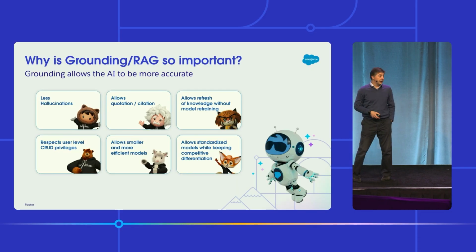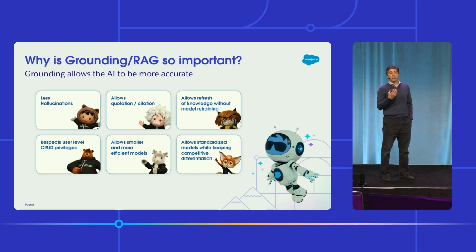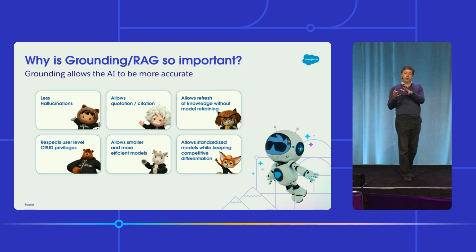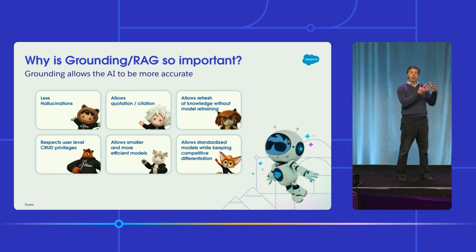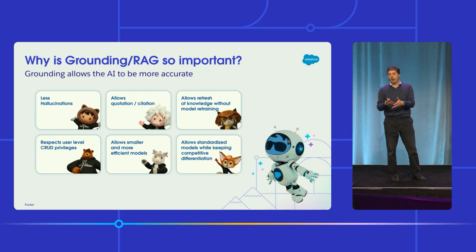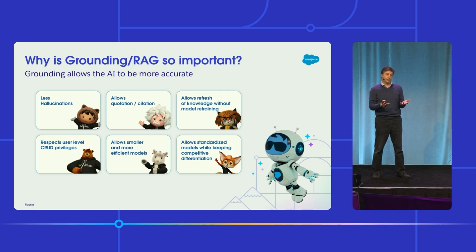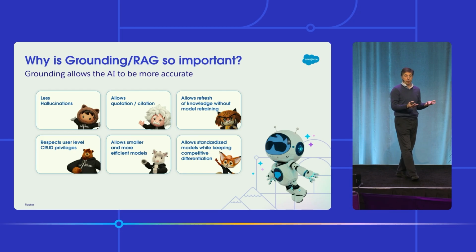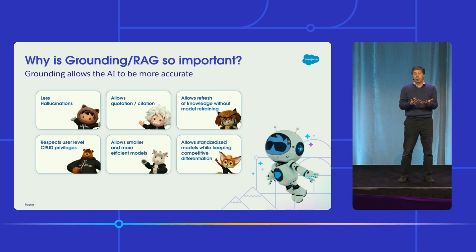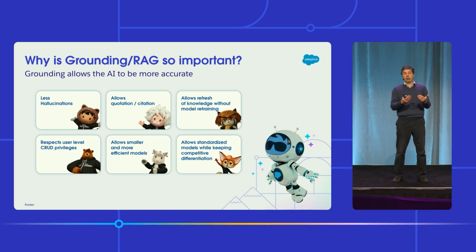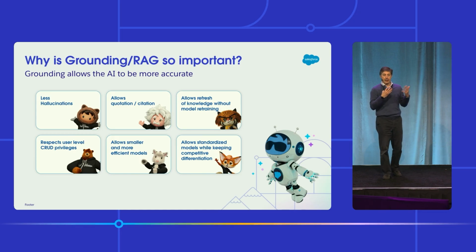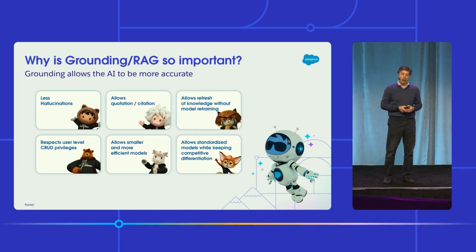So let me start with why grounding. Grounding is the process of getting the relevant information into the prompt so that the LLM or the AI model can generate an answer with the most relevant and most up-to-date information, so that you diminish as much as possible the hallucinations of the AI model. That's the major advantage of using grounding.